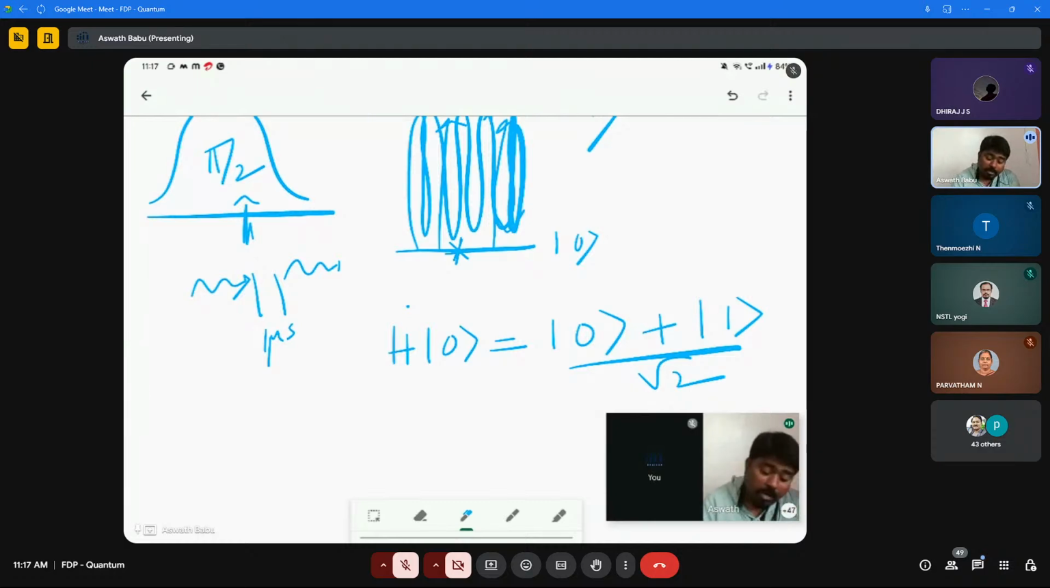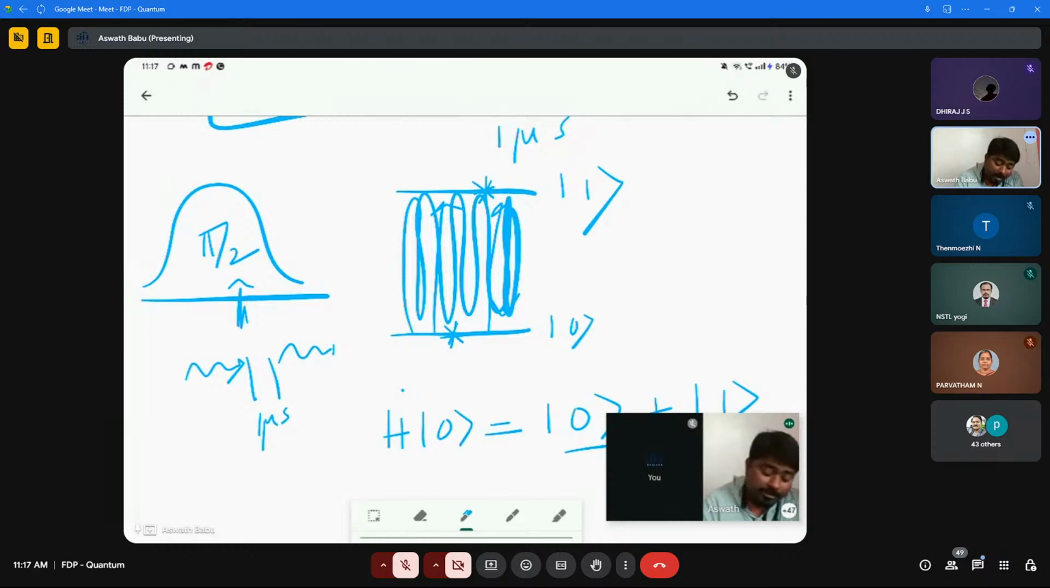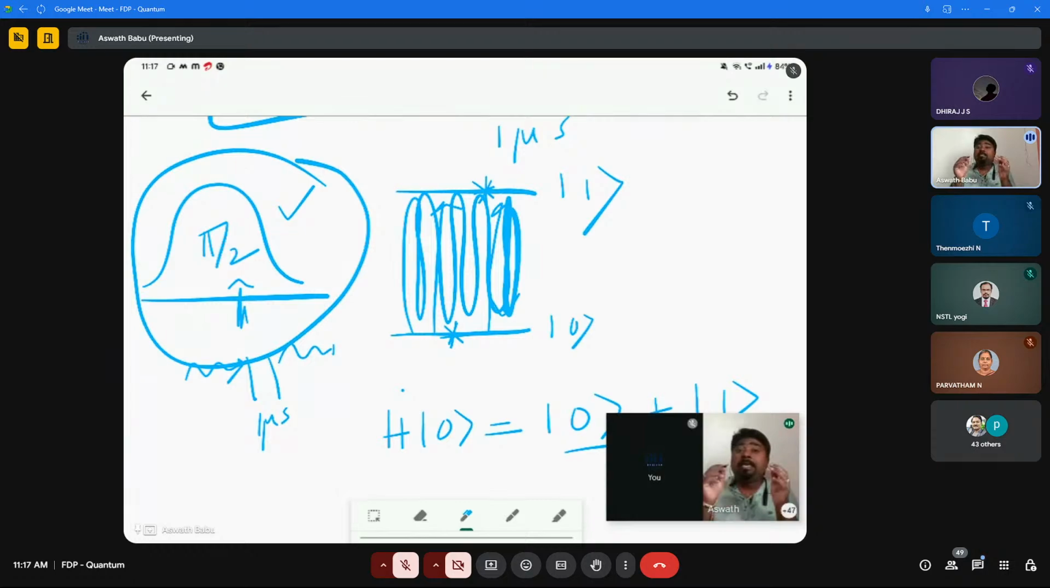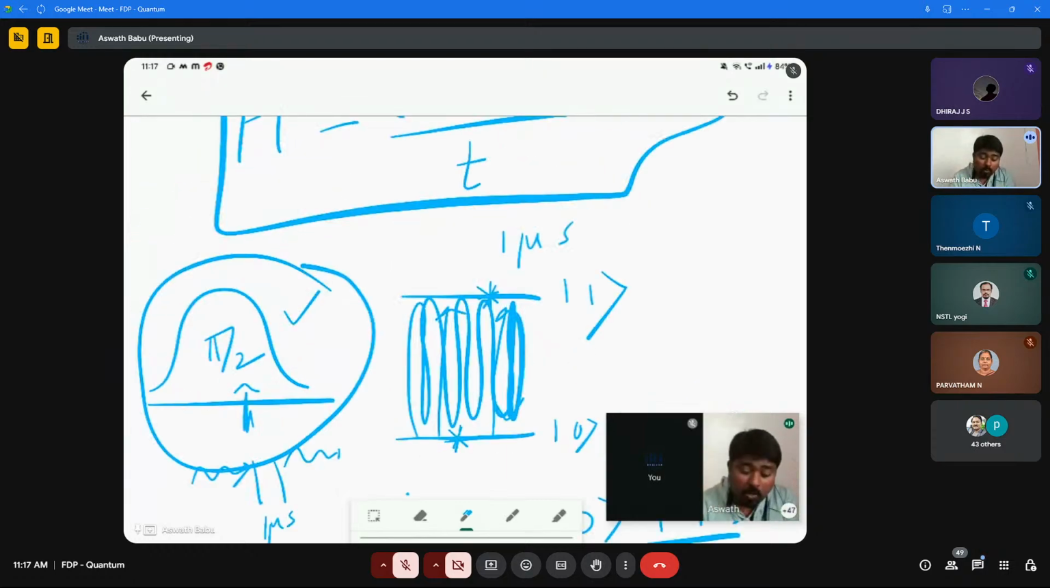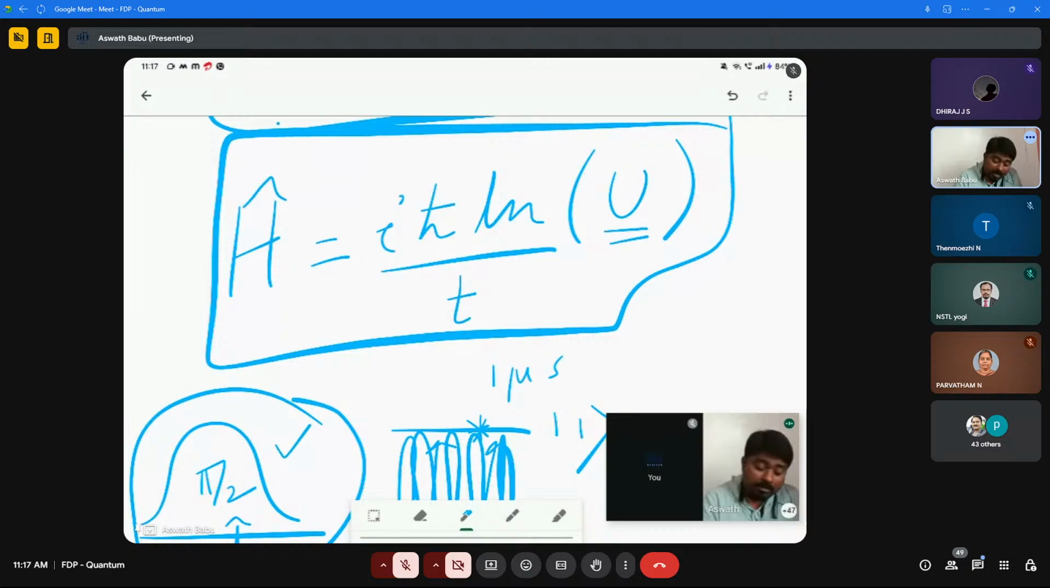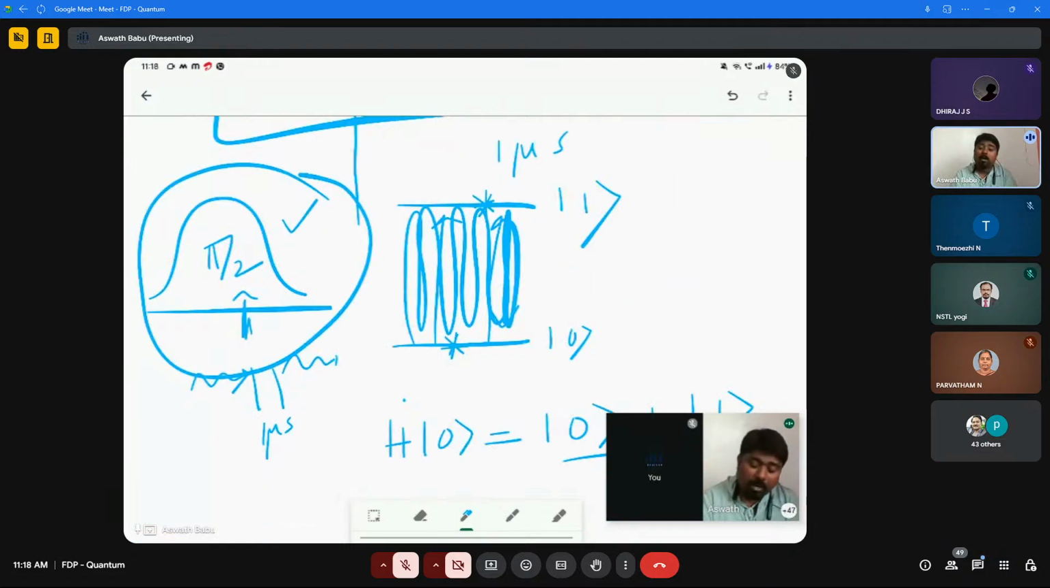So the experimental equivalence for that is sending a pi by 2 pulse to the quantum ground state qubit. Sending a pi by 2 pulse is captured in the Hamiltonian. Sending a pi by 2 pulse means you are supplying that much energy. So how much energy you are supplying? You have to write a matrix. That matrix is a Hamiltonian matrix. Using that matrix, you can create a unitary matrix, which is supposed to be a Hadamard gate.